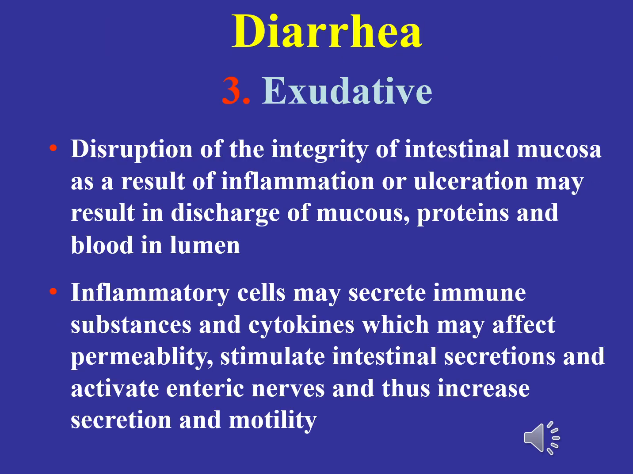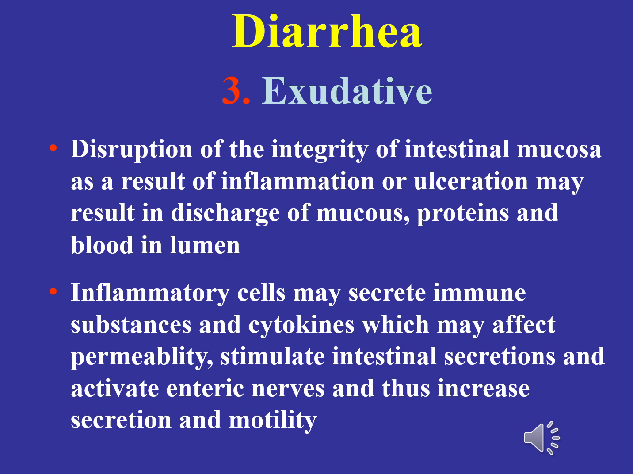The third broad type of diarrhea is the exudative type. Exudative diarrhea results from extensive injury of the small bowel or colon mucosa as a result of inflammation, infection, or ulceration, leading to disruption in intestinal permeability and loss of mucus, serum proteins, and blood into the bowel lumen.